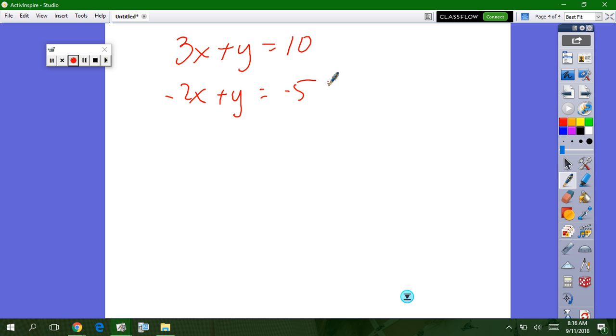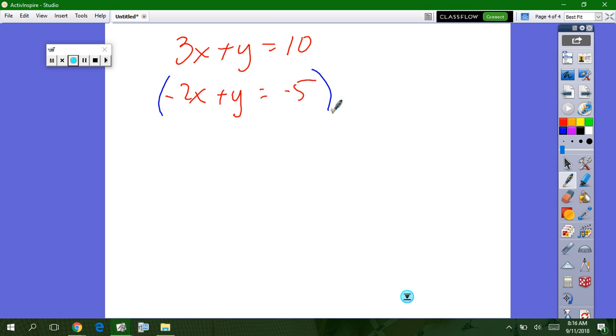Make sense? So right now, if I add these 2 rows together, would I eliminate a variable? 3x minus 2x is still x, right? Y plus y is 2y, and then I'd get 5. Did I eliminate a variable? No. But if I manipulate the bottom or top, I don't care, I'm going to do the bottom.